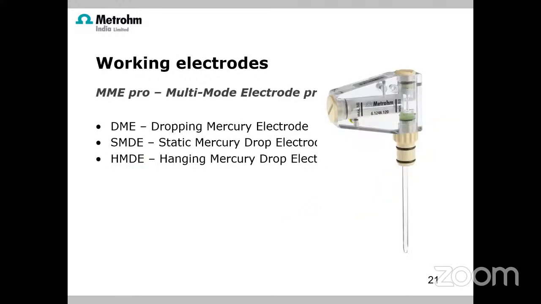This is the multi-mode electrode which we use. Actually, mercury is used in this electrode. Different modes are used. One is the dropping mercury, which you must have studied in polarography. Dropping mercury, static mercury, and hanging mercury. What exactly happens during these three?